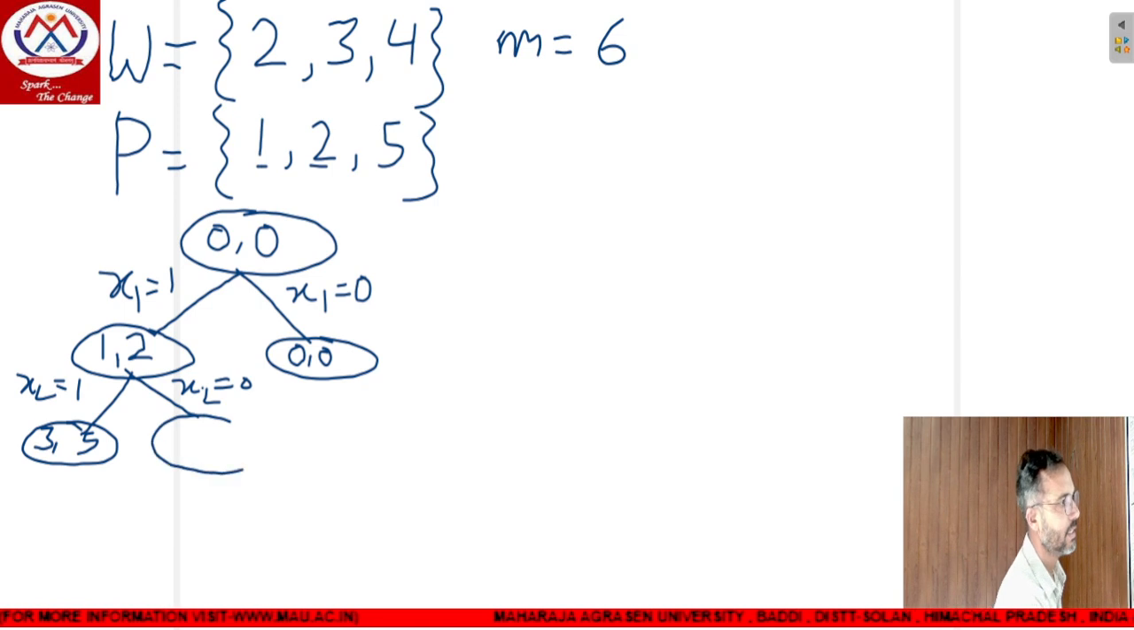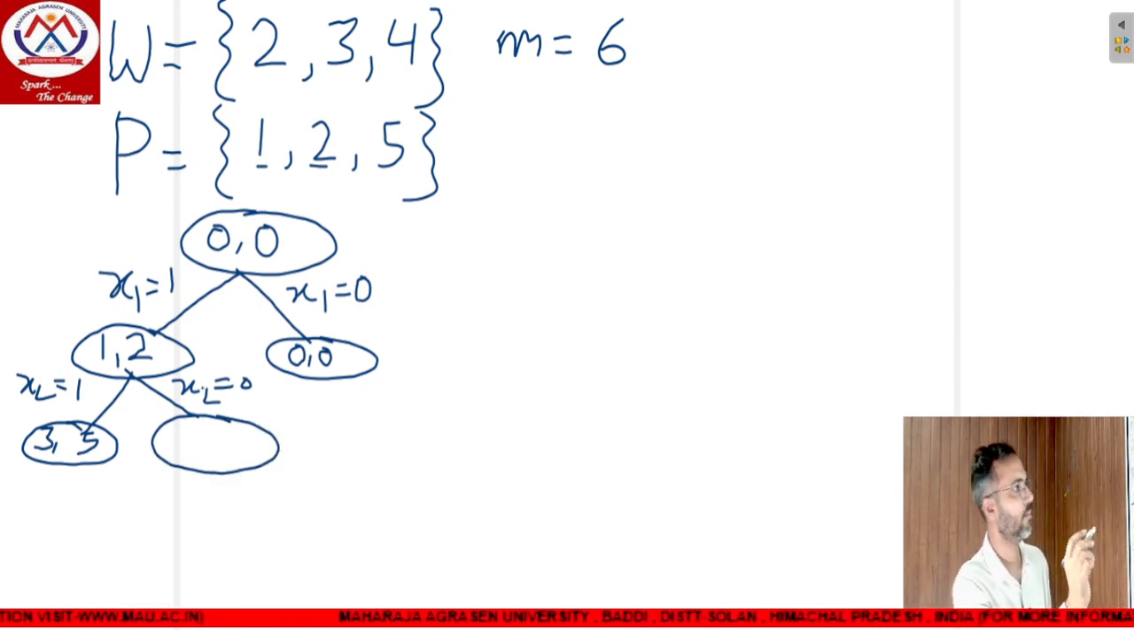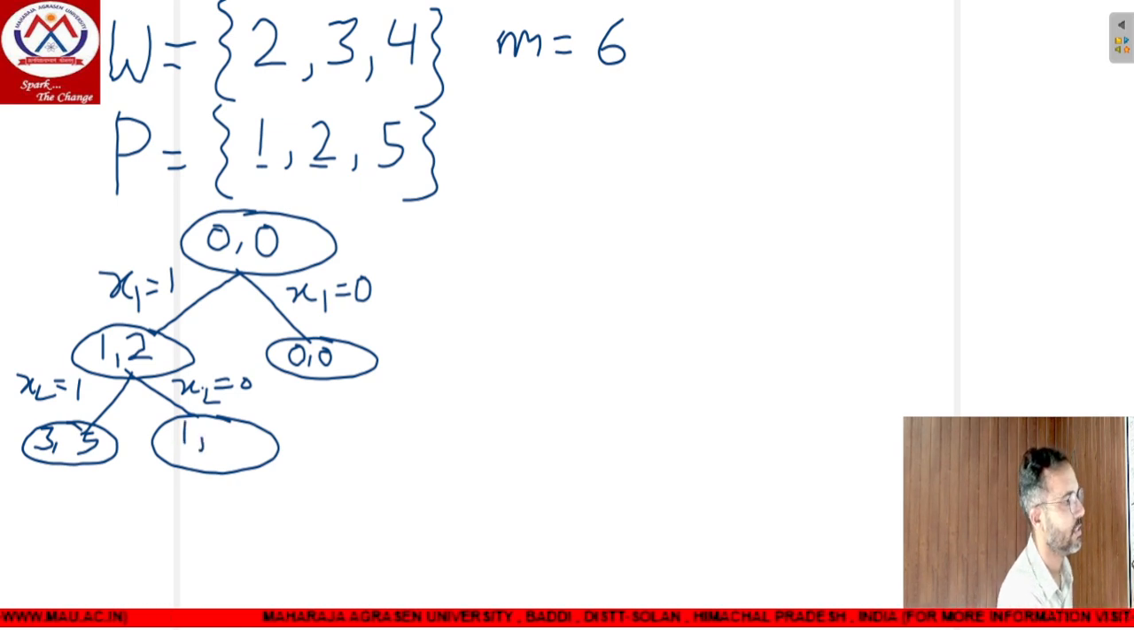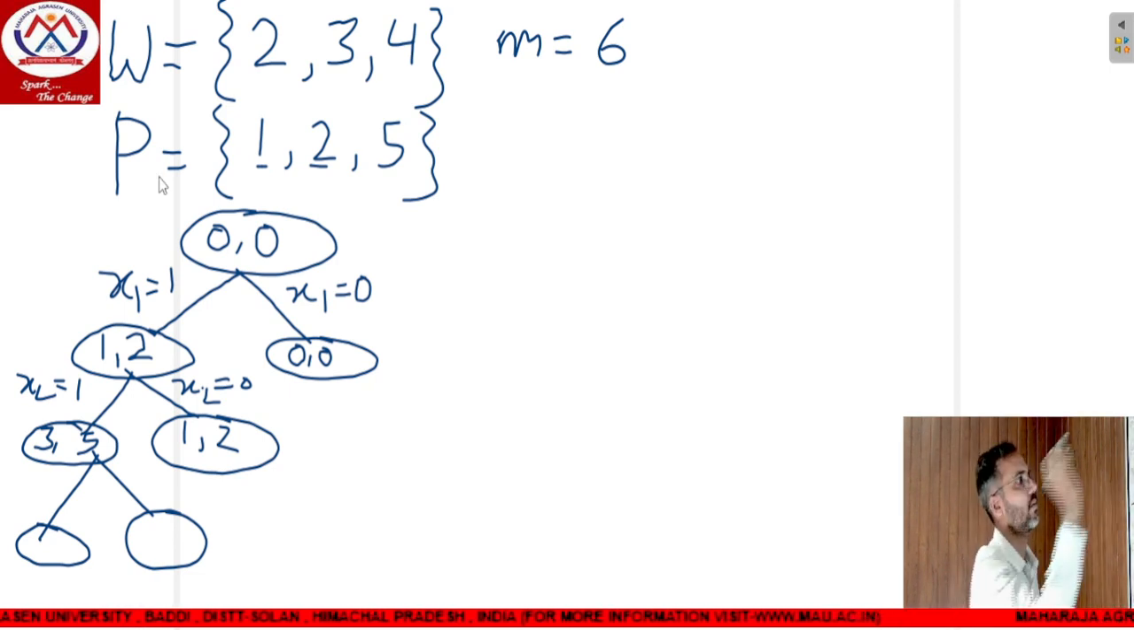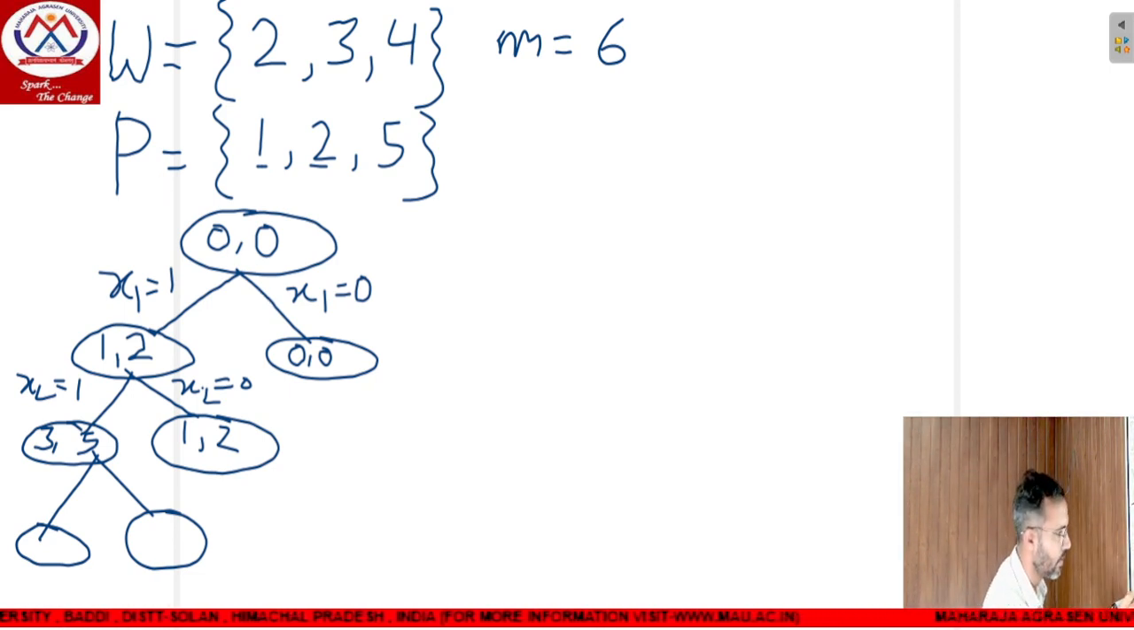Now we again make the selection. If we do not select the second weight, the profit will be the same as earlier. We will continue the same process for each weight. For x3, x3 equal to 1 and x3 equal to 0.